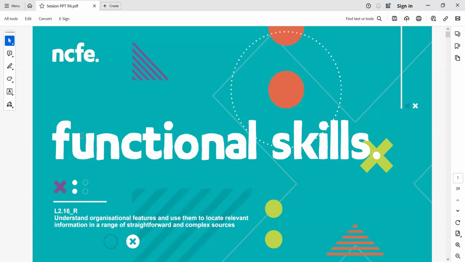So we are looking at reading today, and we're looking at understanding organisational features in text. So let's get started.